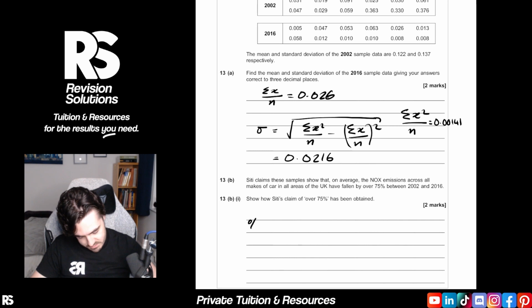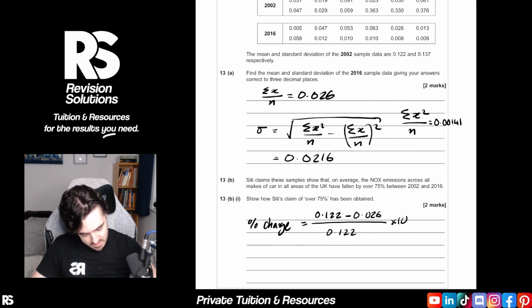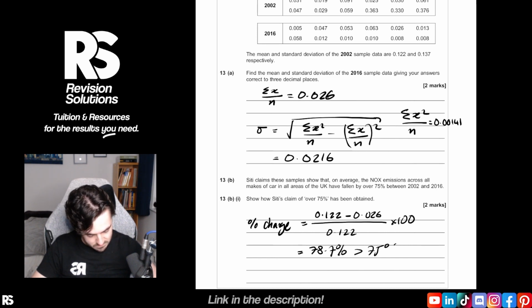So if we want to calculate the percentage change, that's going to be equal to the actual change. So that would be 0.122 minus our new mean of 0.026 over the original mean, 0.122, and then times that by 100. If we do that, we get 78.6 or 78.7%. And they said over 75%, so that is indeed greater than 75%.